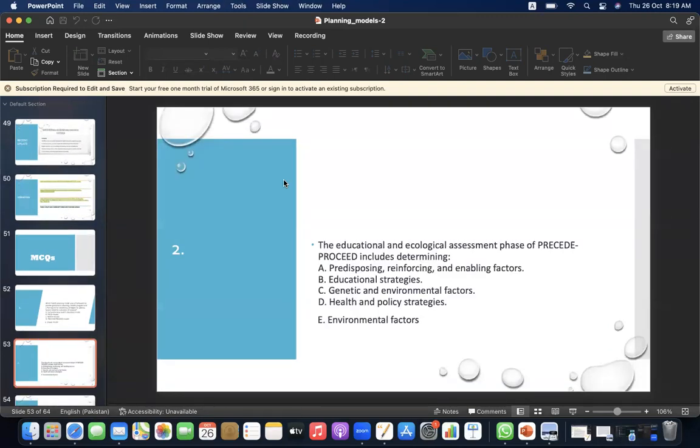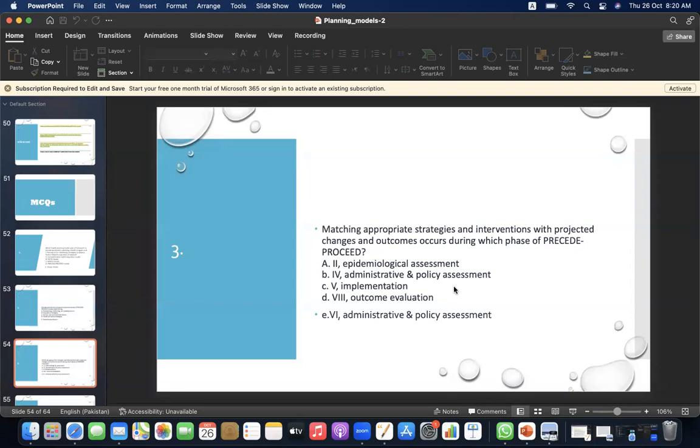The next one: the educational and ecological assessment phase of PROCEED model includes determining A, predisposing, reinforcing, and enabling factors, B, educational strategies, C, genetic and environmental factors, D, health and policy strategies, E, environmental factors. D? No, that is A. We discussed it in the earlier slide as well. The predisposing, reinforcing, and enabling factors are the factors that would be used for the assessment phase of the PROCEED when we have to do the ecological assessment.